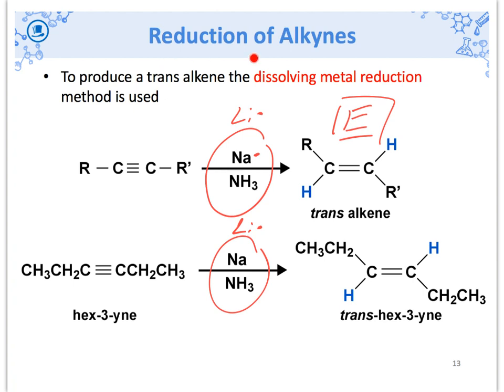So there's three ways to do reductions of alkynes: alkynes all the way to alkanes, and then the two ways to get cis and trans. You need to know those, but none of the mechanisms for any of them.